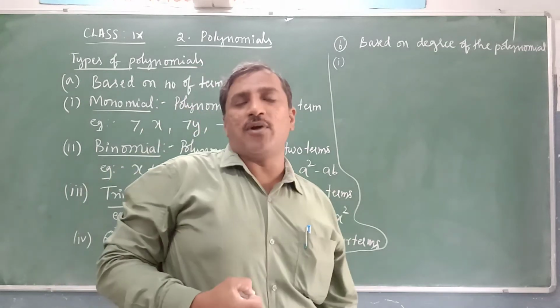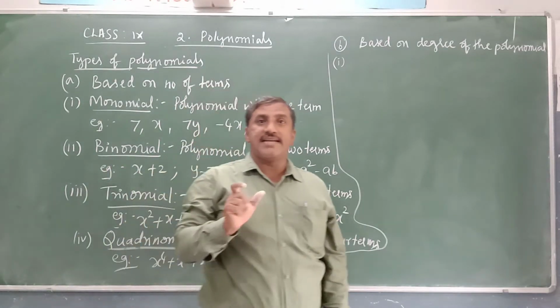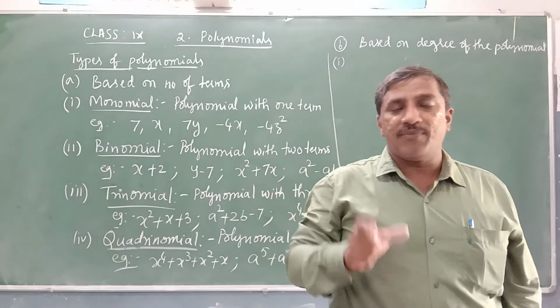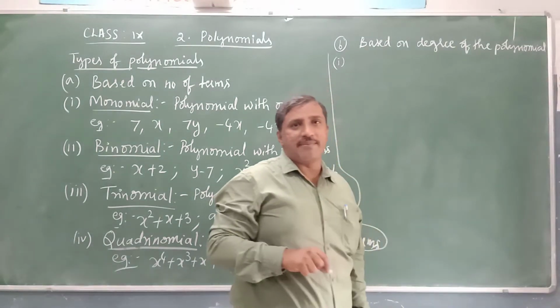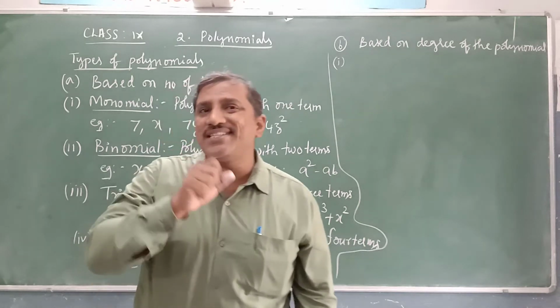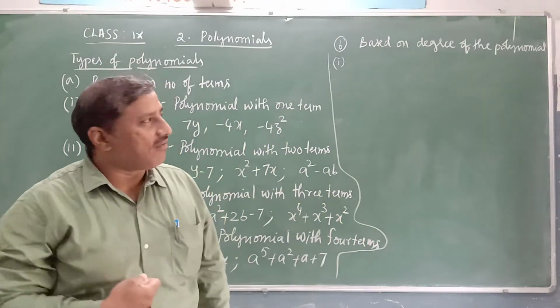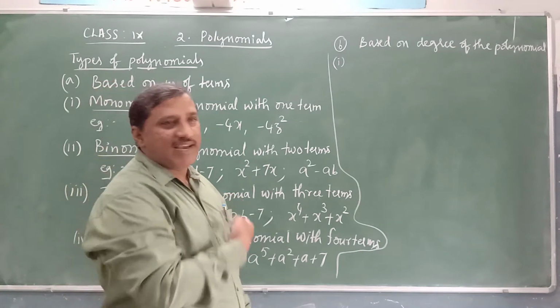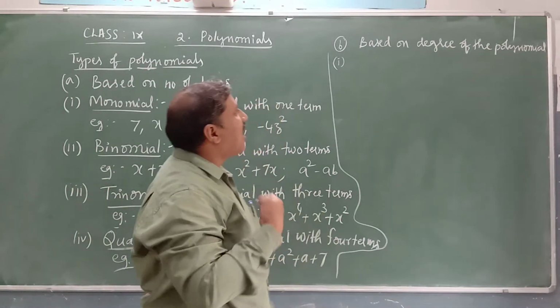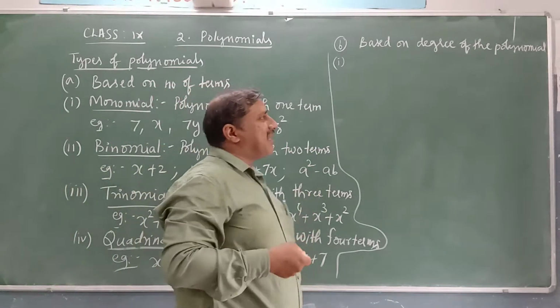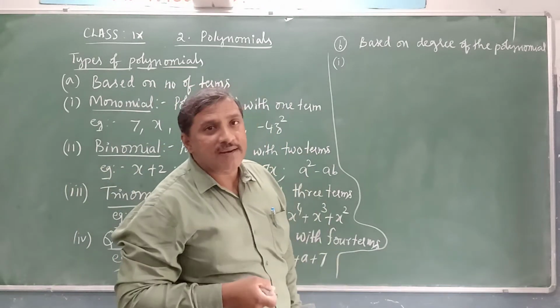What is the degree of the polynomial, children? It is the highest power of the variable. The highest power of the variable in a polynomial is known as the degree of the polynomial. Yes, we have covered this in the previous class. Now we will revise what the degree of the polynomial is, and based on the degree of the polynomial, these polynomials are classified as linear polynomial.